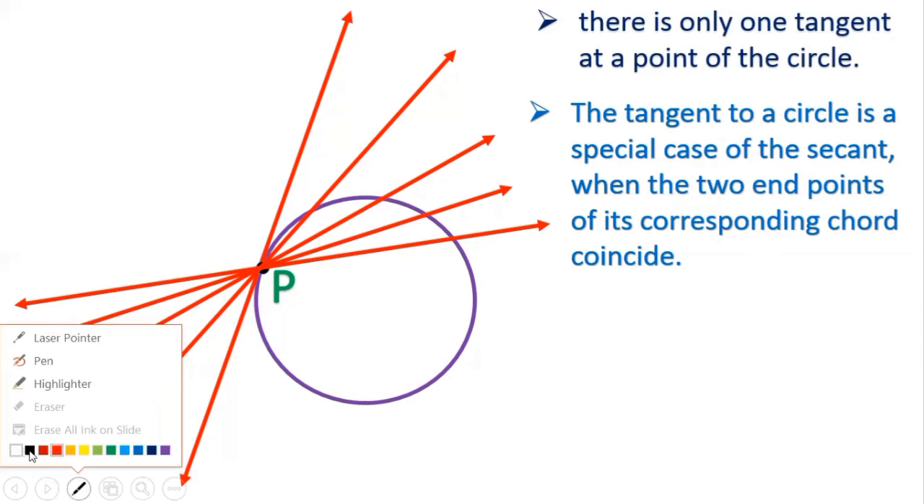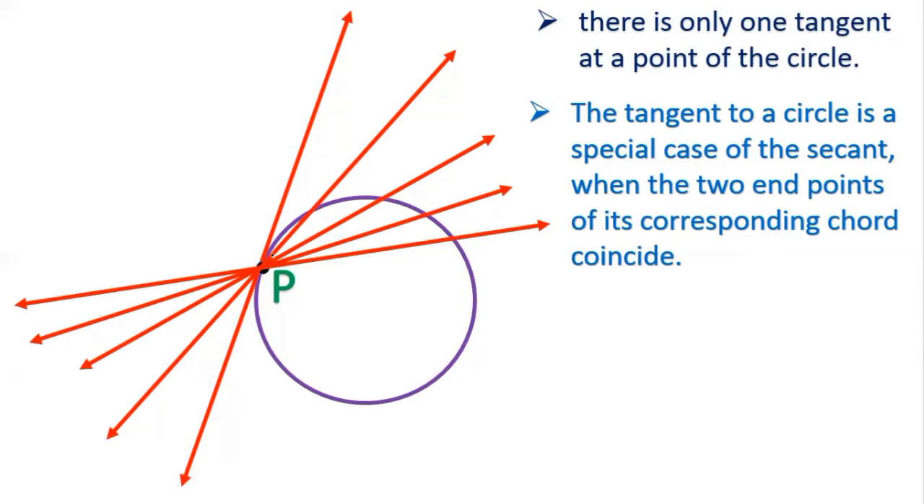Now see here. Now observe the line. This line is the secant, and observe the corresponding chord. See the corresponding chord of the secant. Now next line, see there, observe the corresponding chord of the secant.